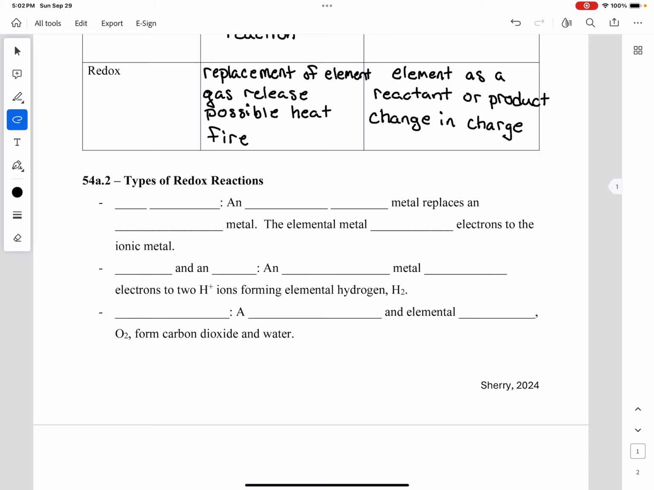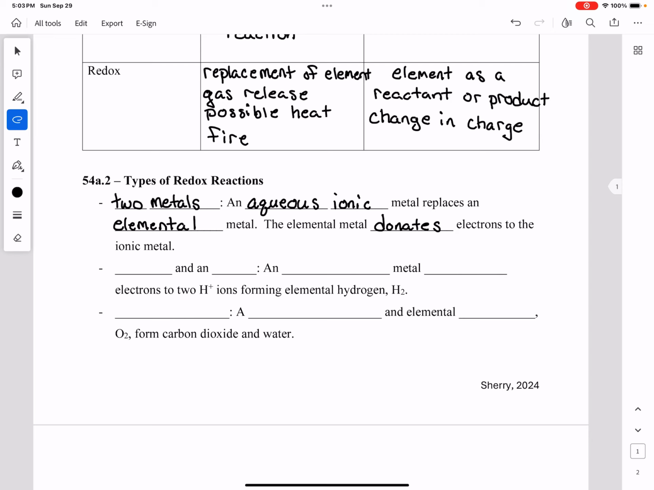Okay, so our first type is with two metals. Okay, so you have an aqueous ionic metal. So if you have aqueous silver nitrate, you have aqueous ionic silver. You have silver ions in solution. So your aqueous ionic metal replaces an elemental metal. And then that elemental metal forms ions. So what happens is the elemental metal donates electrons. It donates electrons to the ionic metal.